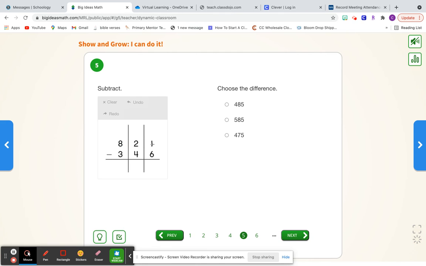All right, we have more on the top here, or more on the floor, sorry. So we're going to come over here, regroup. 10 plus 1 is 11. 11 minus 6 is 5. Come over here, regroup. 11 minus 4 is 7. 7 minus 3 is 4. 475.